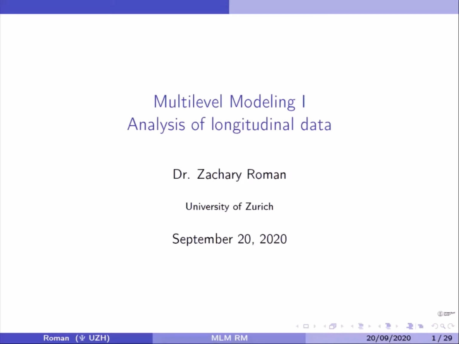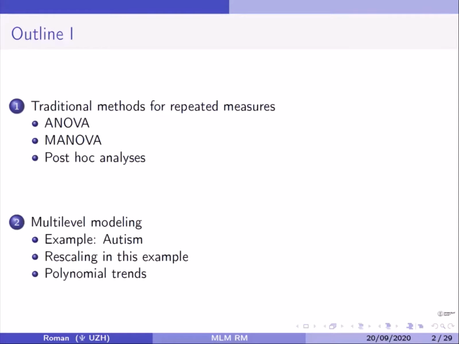Today, we will begin with analysis of longitudinal data in multi-level modeling. And let's take a look at what we're working with. So we'll start by looking at some of the drawbacks of some traditional approaches, ANOVA and MANOVA, as well as post hoc analyses. Then we will look at the longitudinal multi-level modeling structure and an example with autism data. We'll also talk about rescaling in the example as well as polynomial trends.